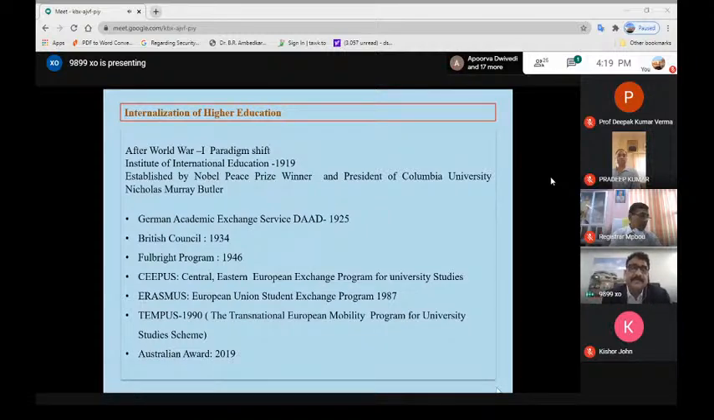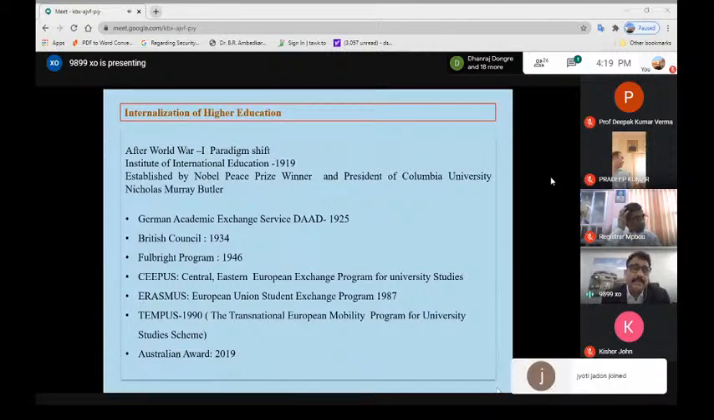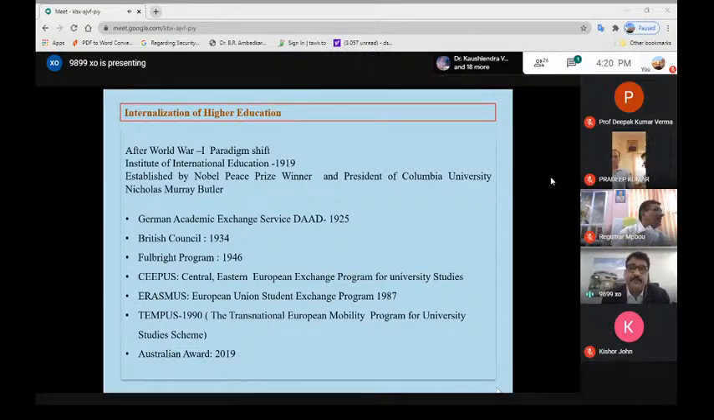They exchange their credit courses, short-term courses of one semester or two semesters. And through Erasmus, the European Union is playing an important role. Then after Erasmus, the TEMPUS, the Trans-European Mobility Scheme for University Studies, means you can have one semester or two semesters here, and you can transfer your credit with the European universities and so on.